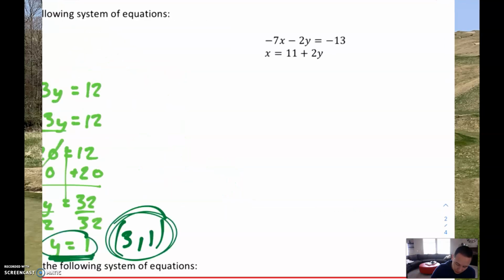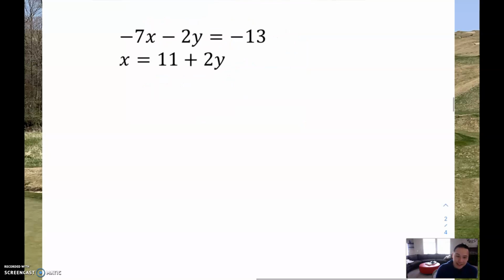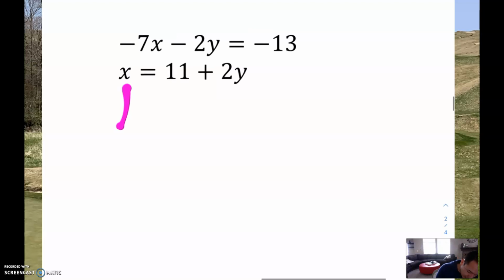Let's go ahead and do one more. Again, we see that x is equal to 11 plus 2y. So what this means is wherever I see an x, I'm going to replace it with 11 plus 2y. So I see this x over here. I'm going to substitute it.